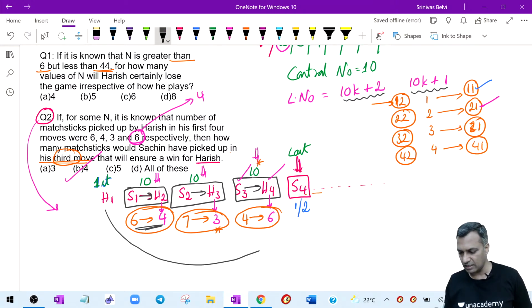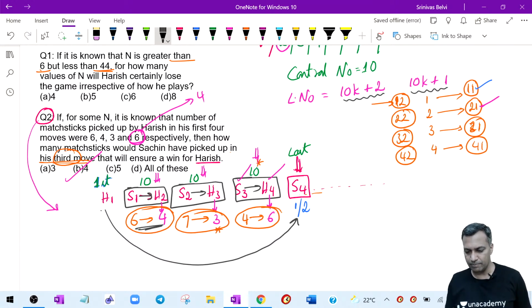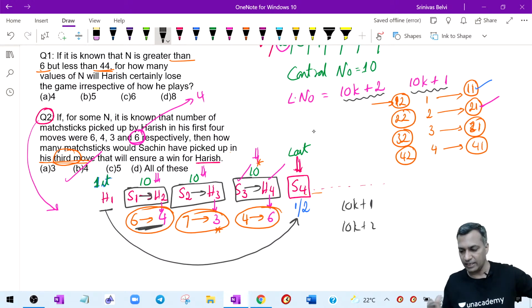Understood? The first and the last are important, because based on what he picks in the beginning, he can control the other fellow. How does he control? 10k plus 1 or 10k plus 2. Which means whatever excess was there, he has to absorb it, right? Keval, he has to absorb. For example, now think about a question.